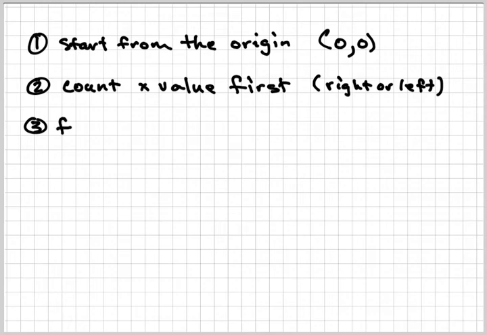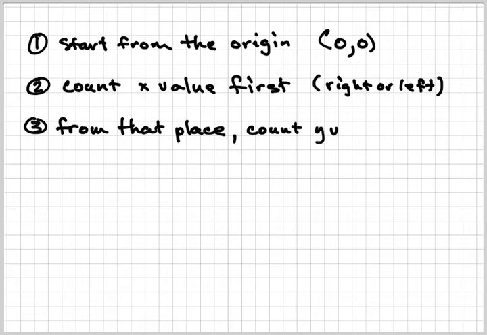Third, from the place where you land. Because remember, if you walk 3 blocks to the east, you don't go back to where you started and then keep walking to go to the next point. You just start from where you are. So don't go back to the origin every time. Each one of these is going to end up in one place. So from that place, count your y value. And again, y is either up or what? Down. Down. There you go. Depending on the sign. Okay?